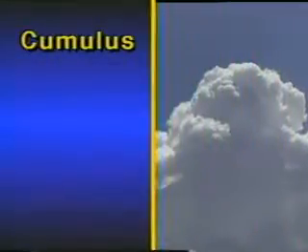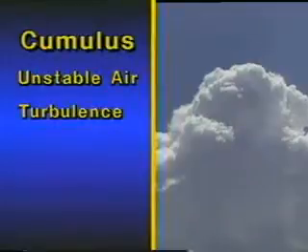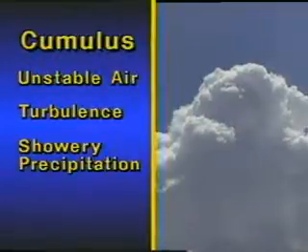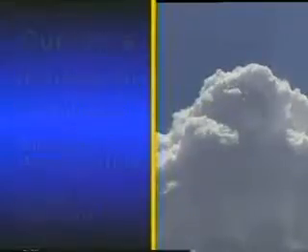There are 2 basic types of clouds, cumulus and stratus. Cumulus clouds are formed by rising currents of air, which gives them a piled up or bunched appearance. They warn of unstable air, turbulence, and showery precipitation. Visibility outside the precipitation is usually good.